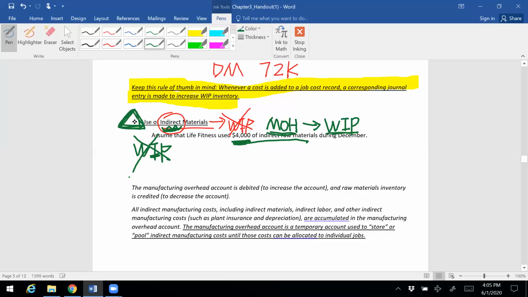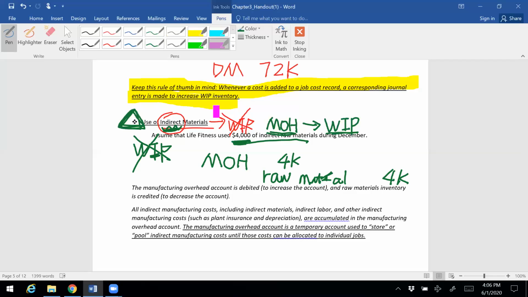If you do that, I will be really upset. Okay, I will cry. You don't increase your work in process. Instead, you increase your manufacturing overhead 4,000, and then you decrease the raw material $4,000, because you used it.